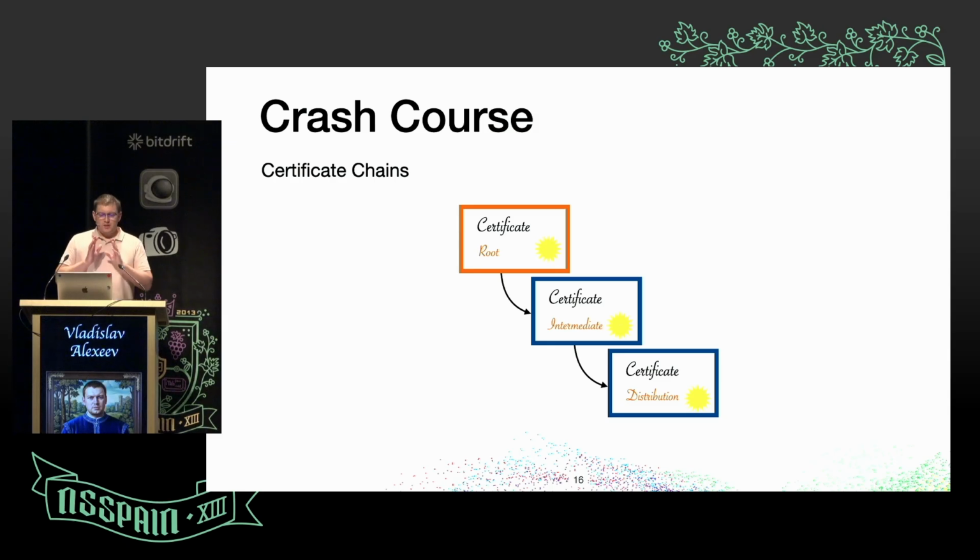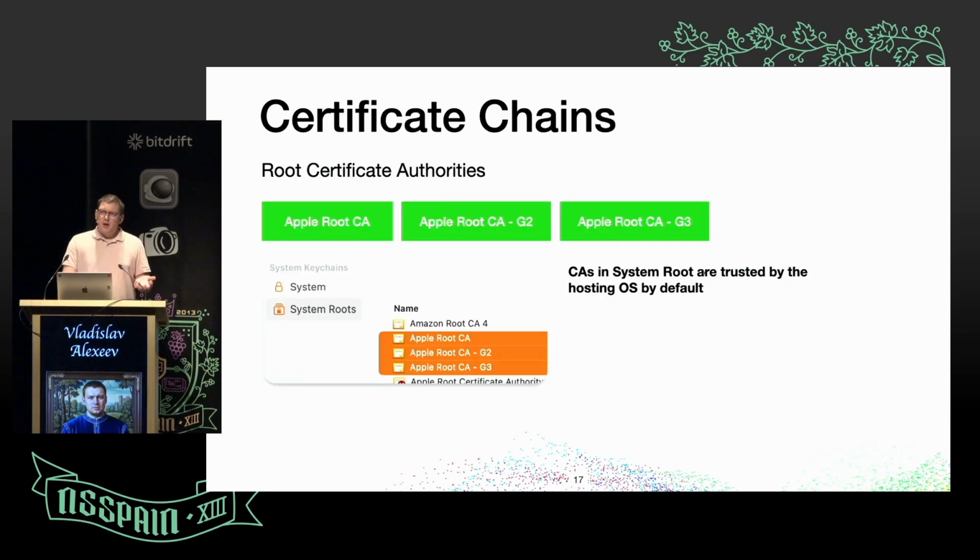operation. And that brings me to the topic of certificate chains. Every operating system, macOS, Linux, Windows, is shipped with a trust store. There is a bunch of root certificates coming from respectable establishments like Apple, Amazon, DigiCert. They are trusted by the system by default. In macOS, you may find them in the System Roots trust store in the Keychain Access application.